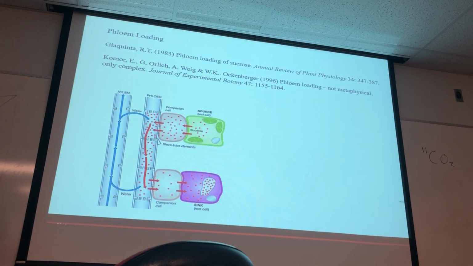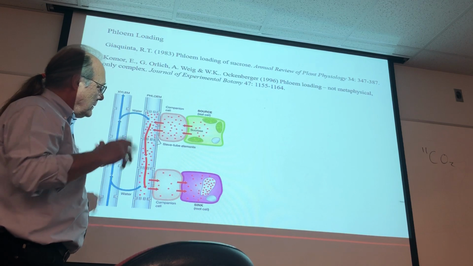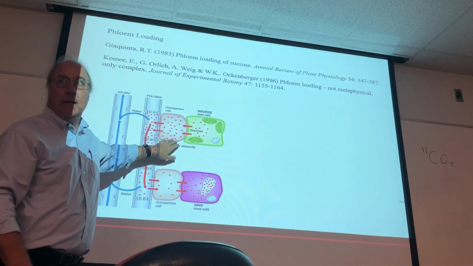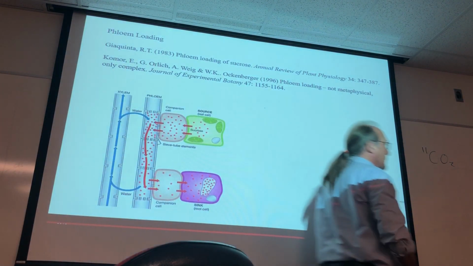Now, let's examine this in more detail. You know that the sieve elements are alive, but they have no nucleus and all this other stuff. And they're associated with a companion cell that comes from the same mother cell, the sieve element and the companion cell together. They're always together. To understand phloem loading, we have to focus on these companion cells. They play a critical role. There's a couple of references.